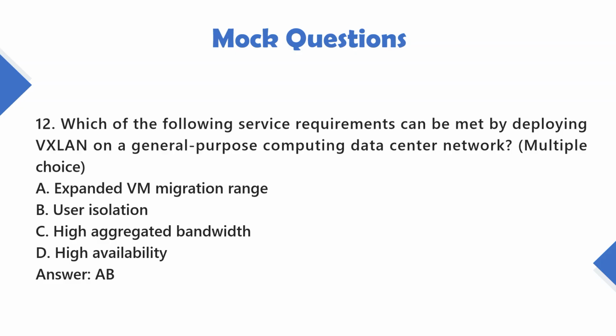12. Which of the following service requirements can be met by deploying VXLAN on a general-purpose computing data center network? Multiple choice. A. Expanded VM migration range. B. User isolation. C. High aggregated bandwidth. D. High availability. Answer. A, B.